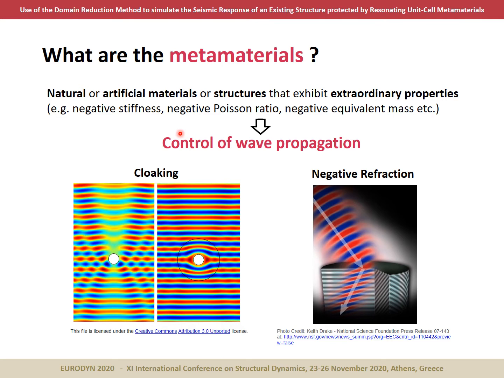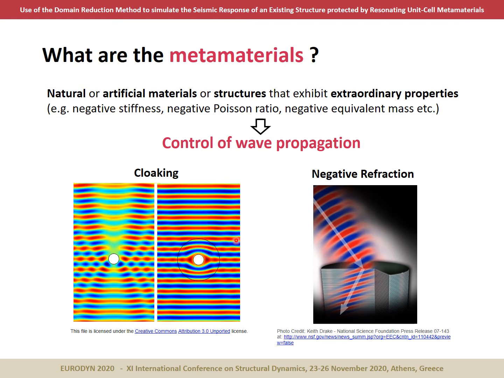And let me show you here a couple of examples. So here at the left you can see how the incoming waves are scattered away due to the presence of this object here in the middle. However, when we surround this object with the cloak metamaterial, you can see that the incoming waves are able to go around this object and be reshaped again afterwards, and this makes this object here in the middle totally invisible.